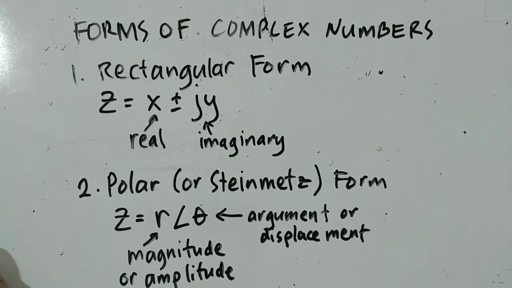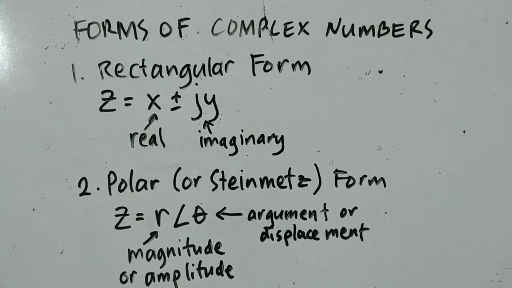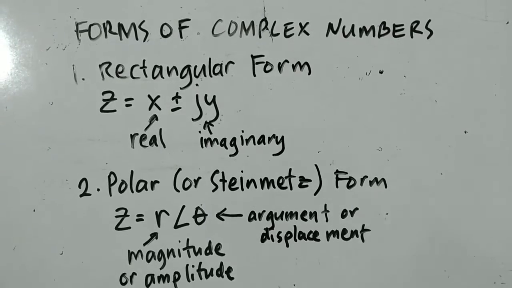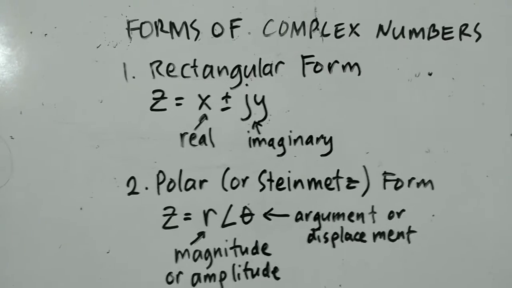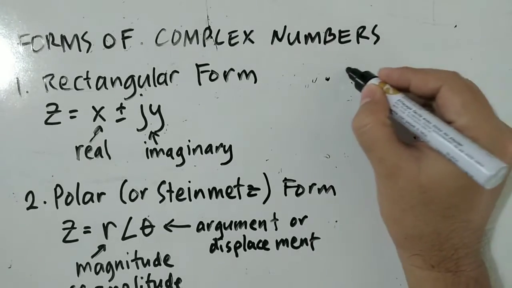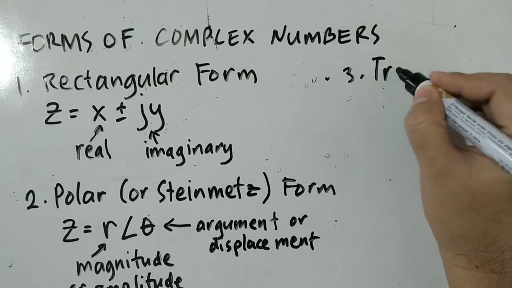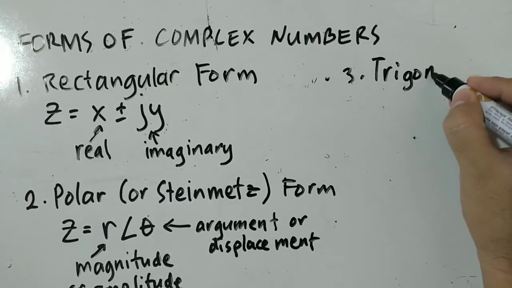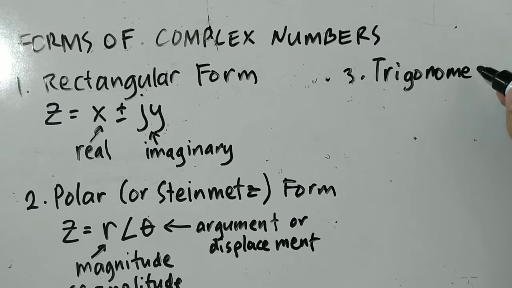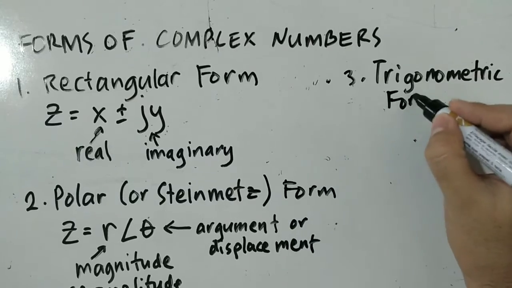Okay, so these two are the most common forms of complex numbers, and we will discuss two more. The third form is what we call the trigonometric form.